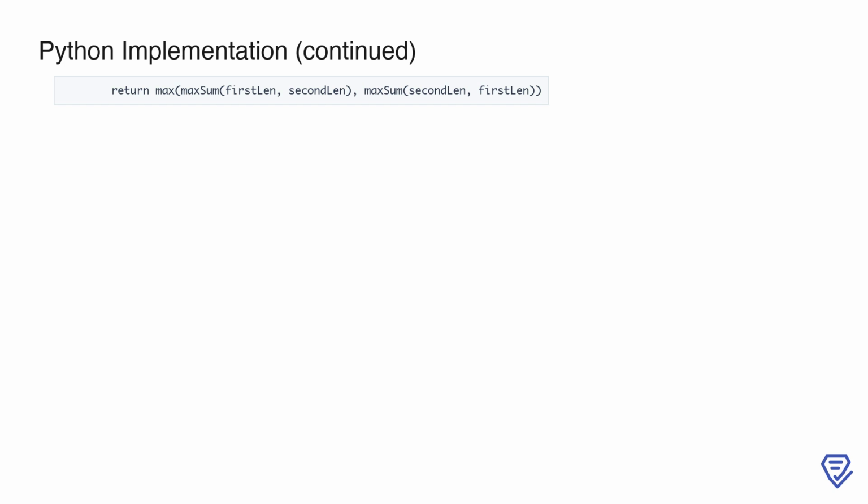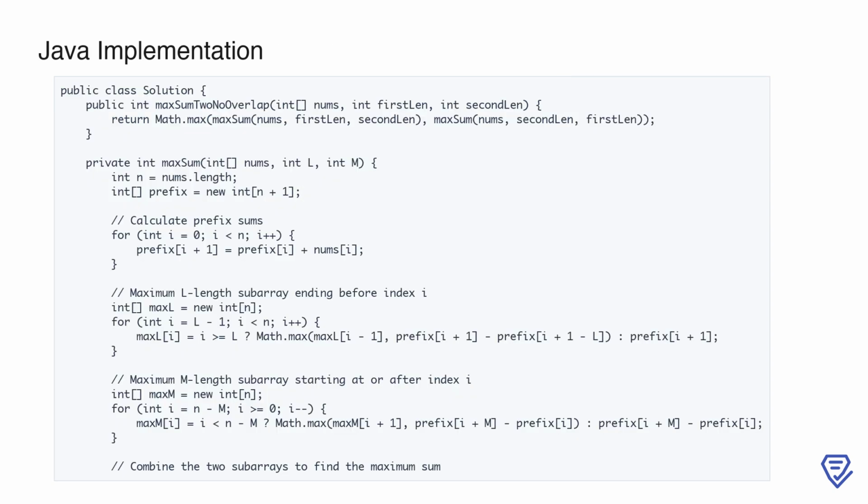Here, we are implementing the solution in Java to find the maximum sum of two non-overlapping subarrays. The main method, maxSumToNoOverlap, returns the maximum value by considering both possible configurations of the subarrays, one where the first subarray has length first len and the second has second len, and the other where their lengths are swapped. To achieve this, it calls the helper method maxSum, which performs the heavy lifting.